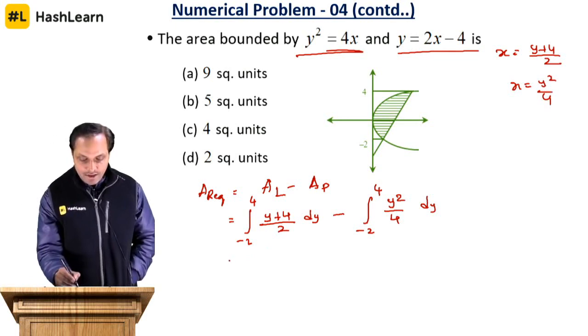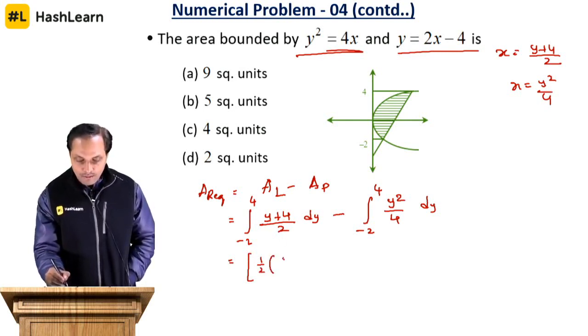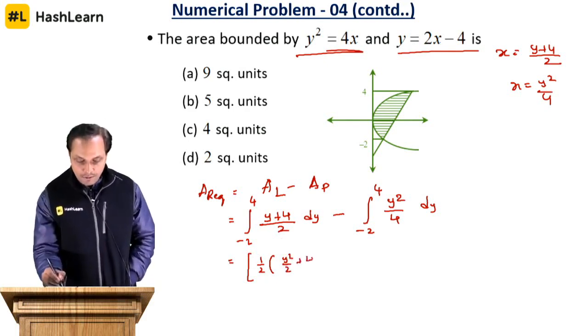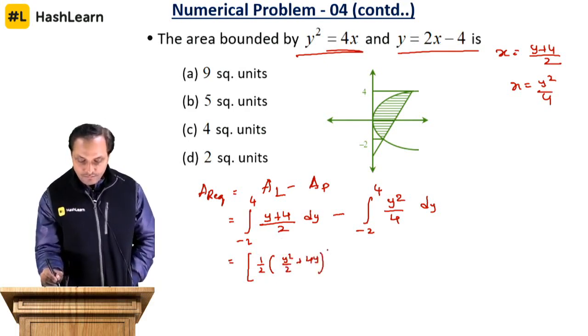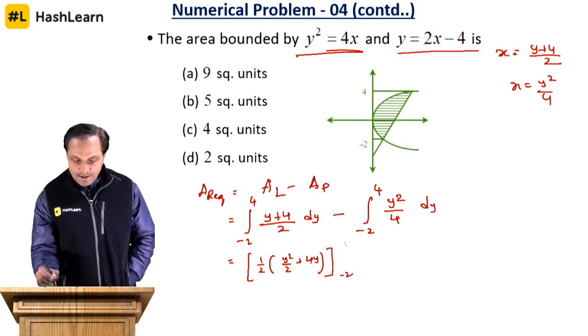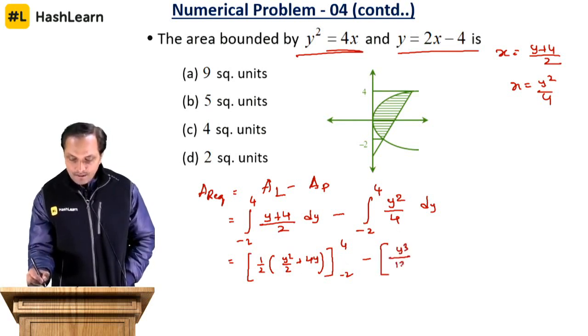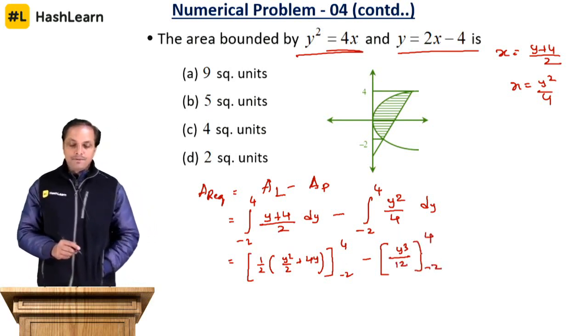So let us do the integration now. When you integrate this, 1 by 2 you can take outside. This will give you y square by 2 plus 4y, from minus 2 to plus 4, minus the parabola part, which is y cube divided by 12, from minus 2 to plus 4.